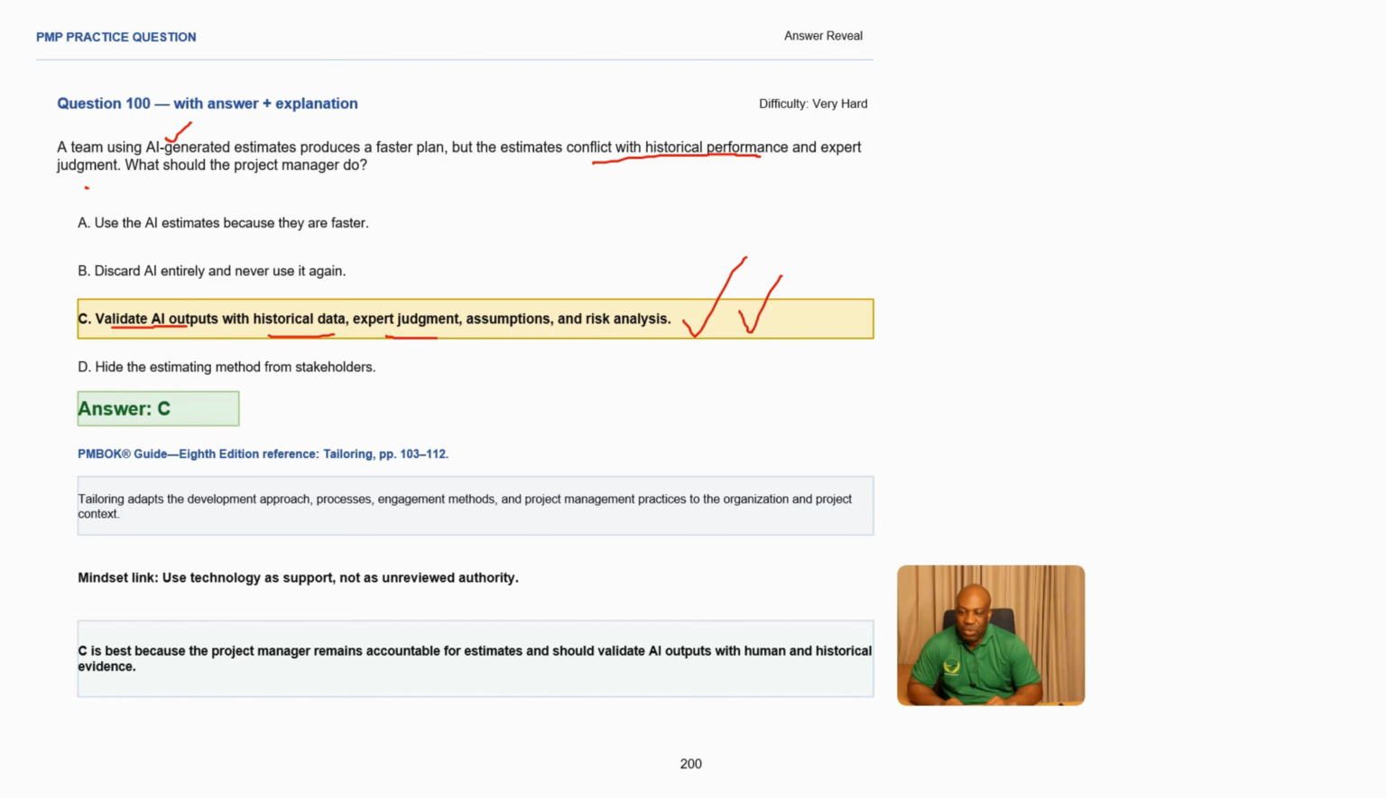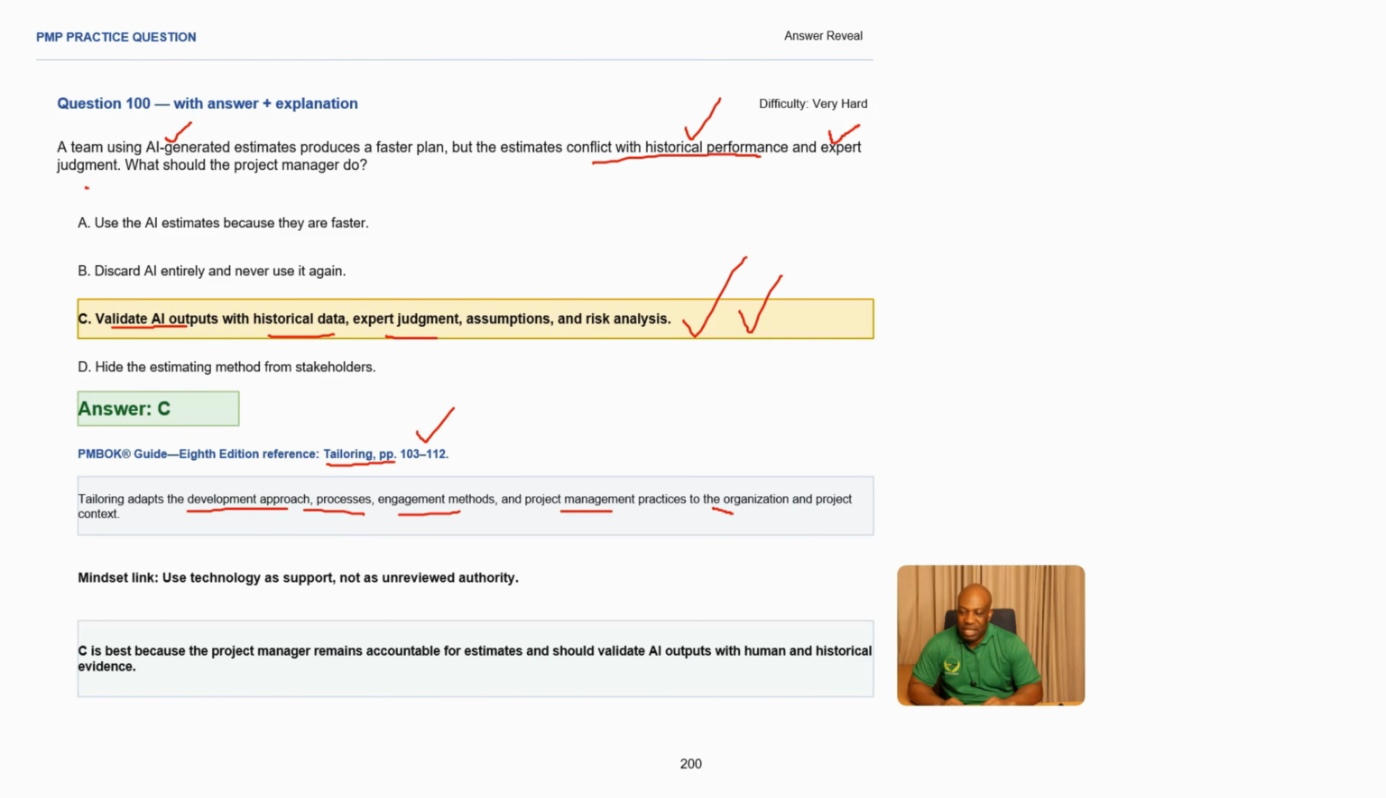And how do we link it back to our PM book? We need to tailor, which is also on page 103. What does tailor mean? It means you adapt development approach, processes, engagement, methods, and everything else, practice and organizational, to project context. So once you have AI generated information, you still want to make sure that it's linked to project context, which is also the historical performance and the expert judgment.